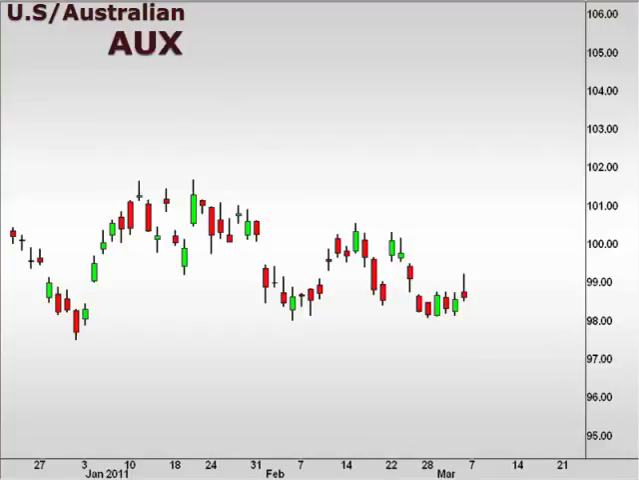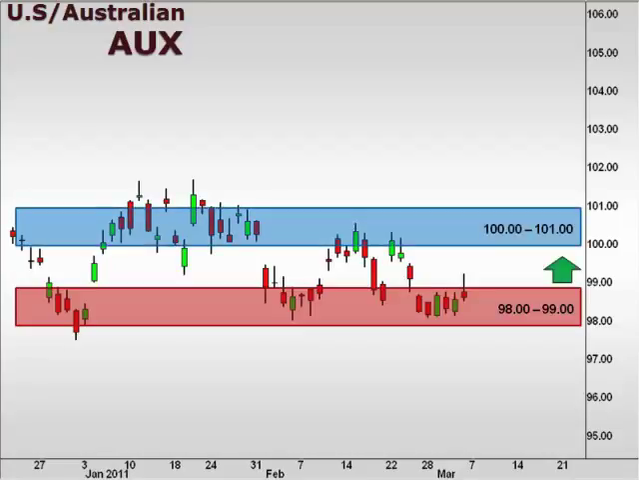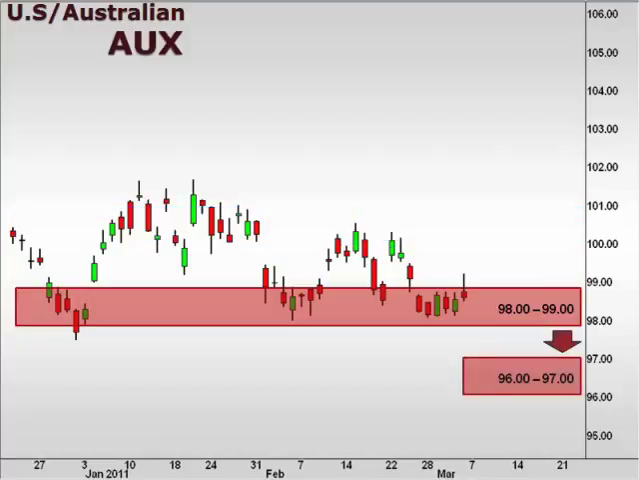Let's take a look at the U.S. versus the Australian dollar as seen here in the ISE FX options pair value AUX. Well, the AUX continues to find support at 98. A break above 99 lends credibility to a test of this 100-101 focal zone. Failure to hold 98 is likely to slide lower towards 96-97.